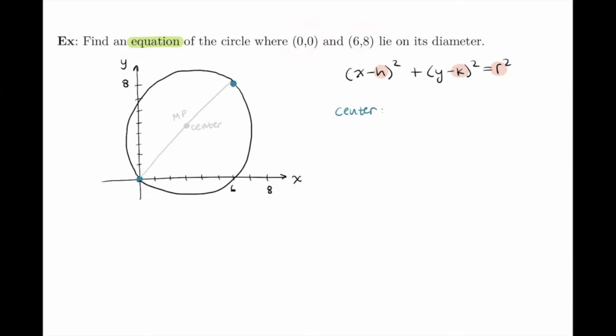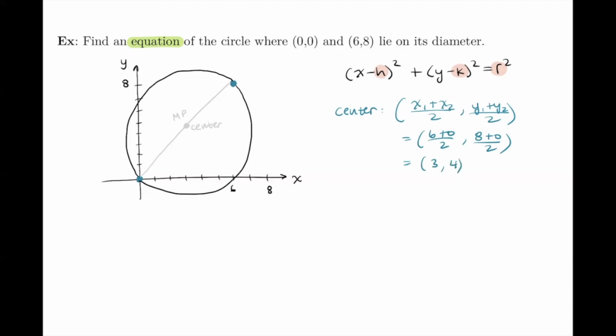Remember the midpoint formula is we average the x values and we average the y values. So it's (x1 plus x2) over 2, comma, (y1 plus y2) over 2. Now if we average the x's, we will get (6 plus 0) over 2. And if we average the y's, we will get (8 plus 0) over 2. 6 plus 0 is 6. 6 over 2 is 3. 8 plus 0 is 8. And 8 over 2 is 4. So there's our center coordinate.